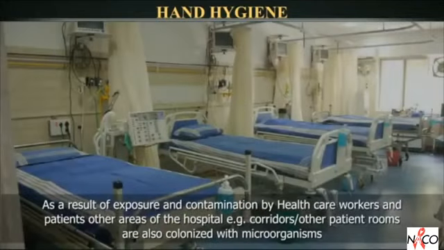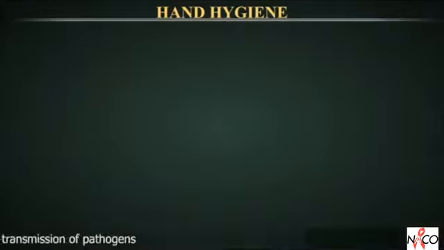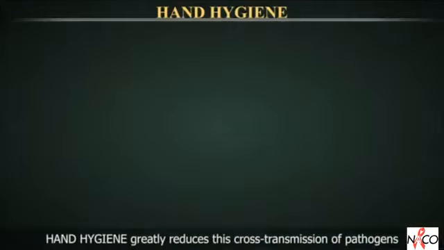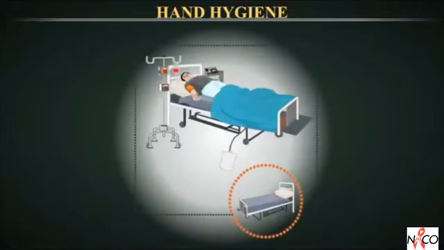As a result of exposure and contamination by healthcare workers and patients, other areas of the hospital, for example corridors or other patient rooms, are also colonized with microorganisms. Cross-transmission of potential pathogens from one environment to another occurs through hands of healthcare workers. Hand hygiene greatly reduces this cross-transmission of pathogens. Hand hygiene must be performed at various moments of contact with patients and their surroundings.